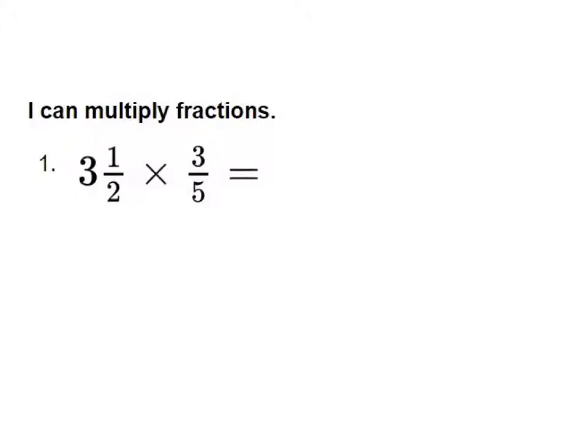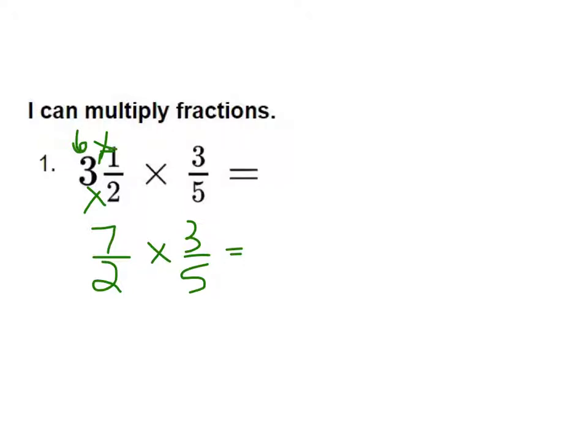So the first one was I can multiply fractions. And remember, when you multiply fractions, if you have mixed numbers, you have to change them to improper fractions. So let's do that first. Remember, you always multiply the denominator with the whole number, which is 6. So I'm going to put 6 here. And then you add 1. So my stylus is not working, so there you go. So 6 plus 1, it's going to give you 7 over 2 times 3 over 5.